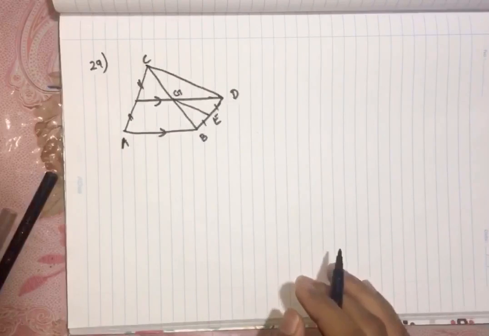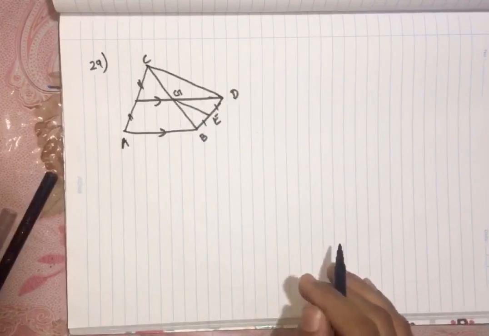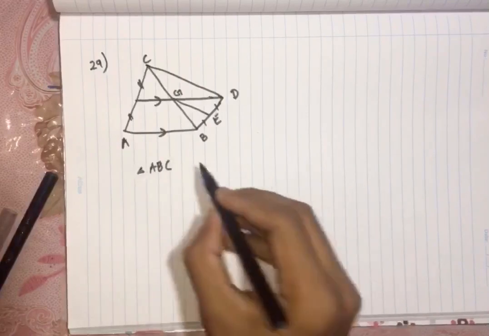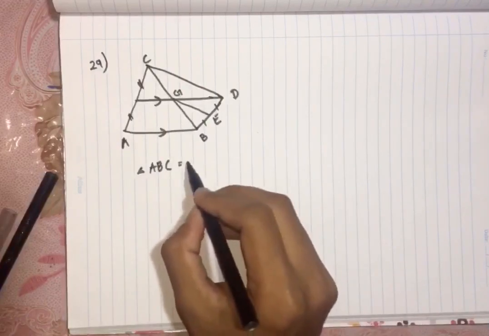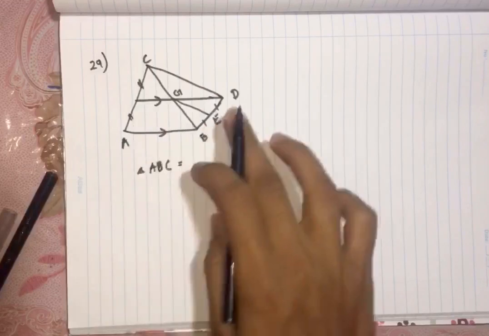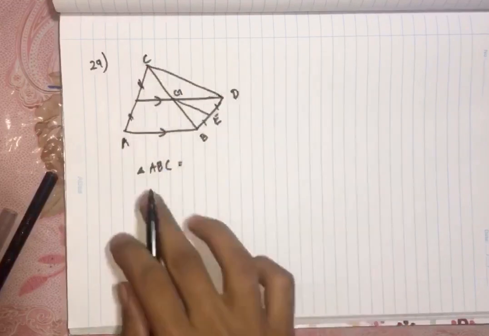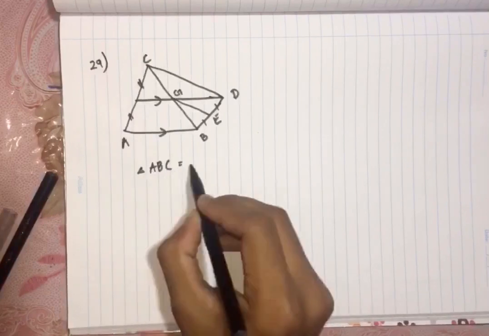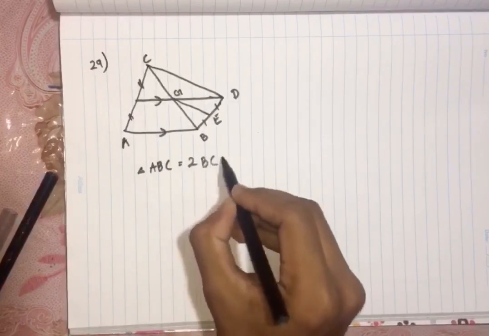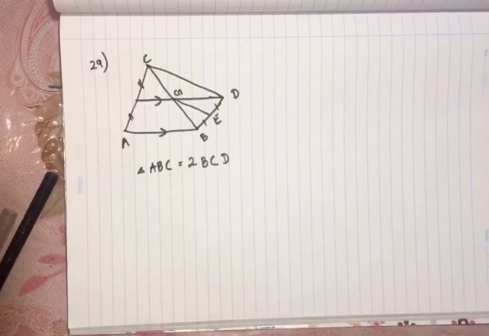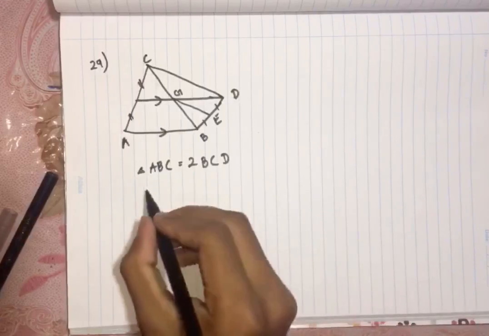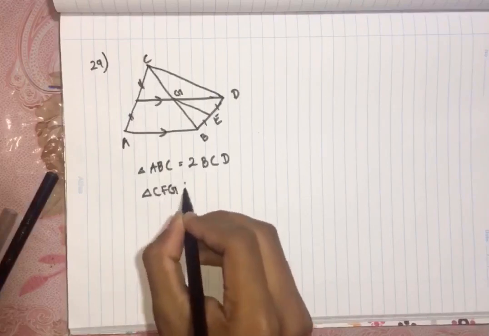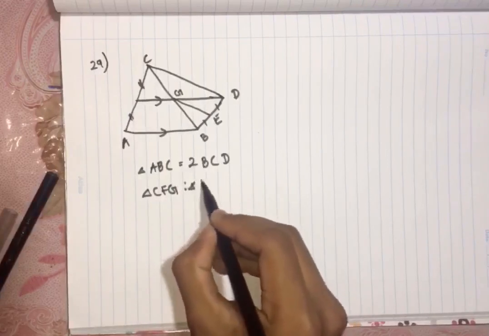Okay. One data they have given is that triangle ABC is equal to twice the area of BCG. So you can write this as ABC is equal to, if you divide the area, twice the area of BCD. Now you have to finally find the ratio of the triangle CFG to triangle BEG.